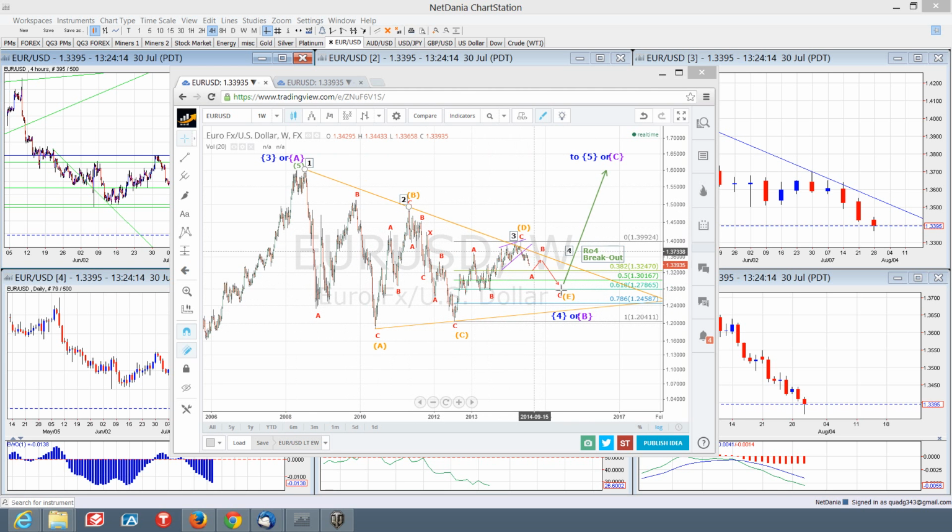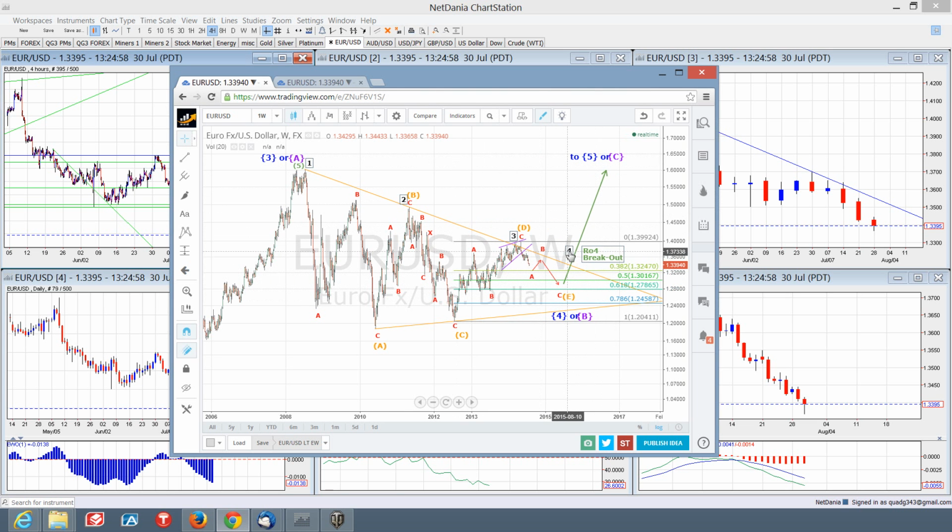So the final 3-wave structure into wave E, I currently anticipate it ending somewhere in the Fibonacci zone, somewhere between the 1.2780 level to 1.3250 approximately. Once this 3-wave correction is complete, I anticipate an impulsive move up out of this bullish triangle pattern into wave 5 or wave C.